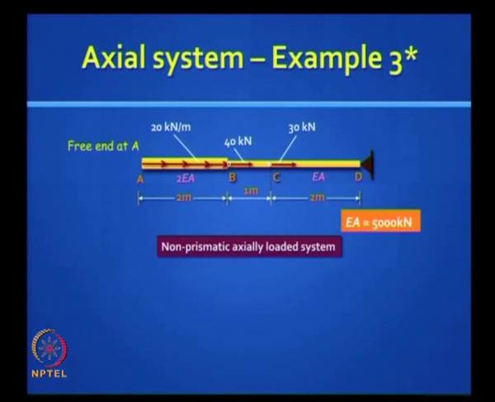This is a problem, when I put an asterisk, it means it is a reading assignment, okay. This problem is solved in the book, you can give it a shot. What is the difference between this problem and the first problem? You have a free end at A, so your active coordinates increase to 2, so your degree of kinematic indeterminacy is 2.